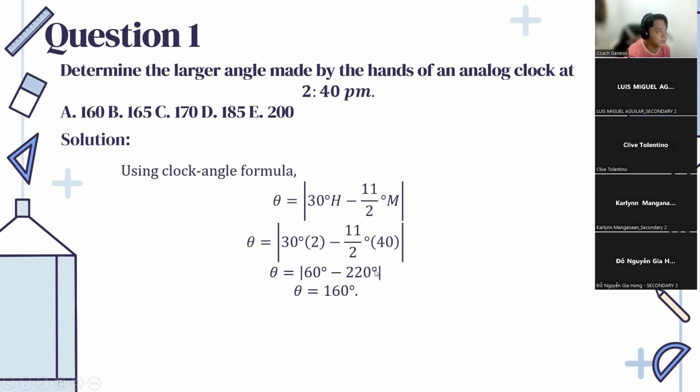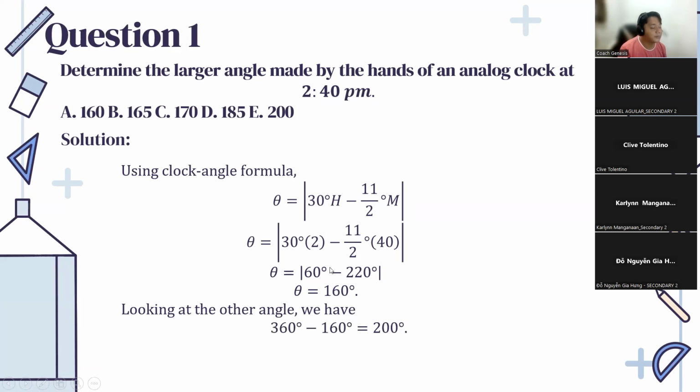Okay, so the question asks for the larger angle. Now, since we have one angle here at 160 degrees, let's check for the other angle. So the other angle here is the angle in which their total sum is equal to 360 degrees. So in this case, we have 360 degrees minus 160 degrees is equal to 200. So which is larger or bigger? So the answer is 200 degrees. So you have letter E.